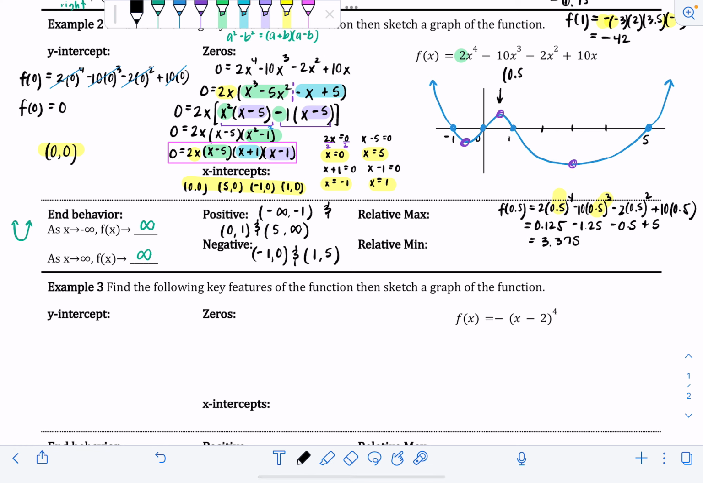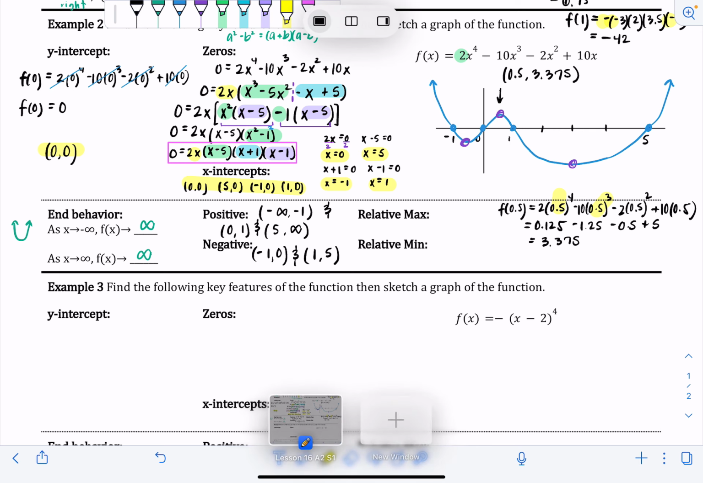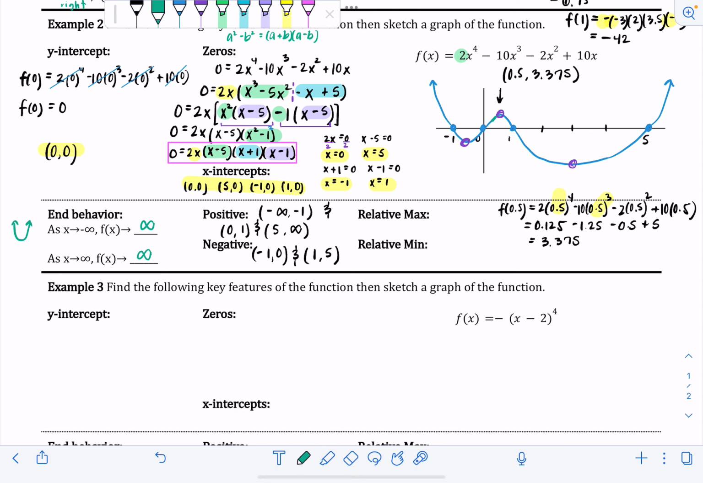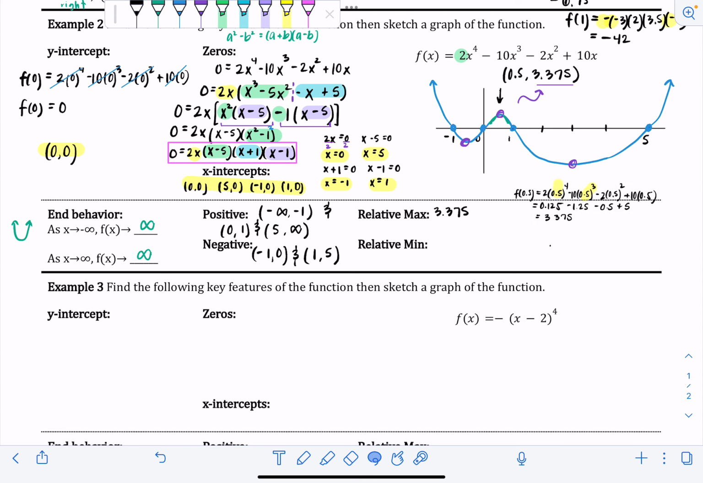3.375. Okay, so the y value at this point is 3.375, and then that's going to be a local maximum or relative maximum because it's higher than the points surrounding it. So there's a relative max at that 3.375 value. Okay, and then we have two more to find. And then we have two relative minimums.